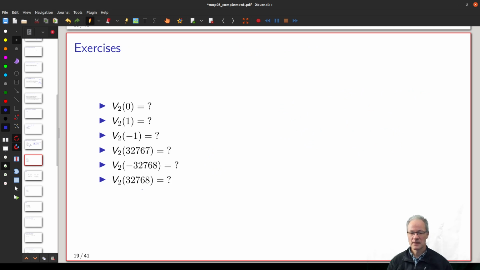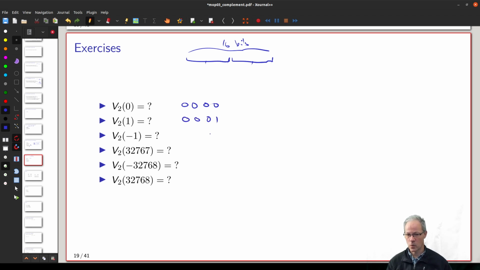Okay. So there are some exercises that you could do. Again, we're looking at the values in 2 bytes, right? So we have altogether 16 bits, or 4 hexadecimal digits. What's the value for 0? Well, it's all zeros. 0, 0, 0, 0. Altogether 4. What's the value for 1? It's a positive number, so it's easy. It's going to be 0, 0, 0, 1. It's the same value as for the unsigned.